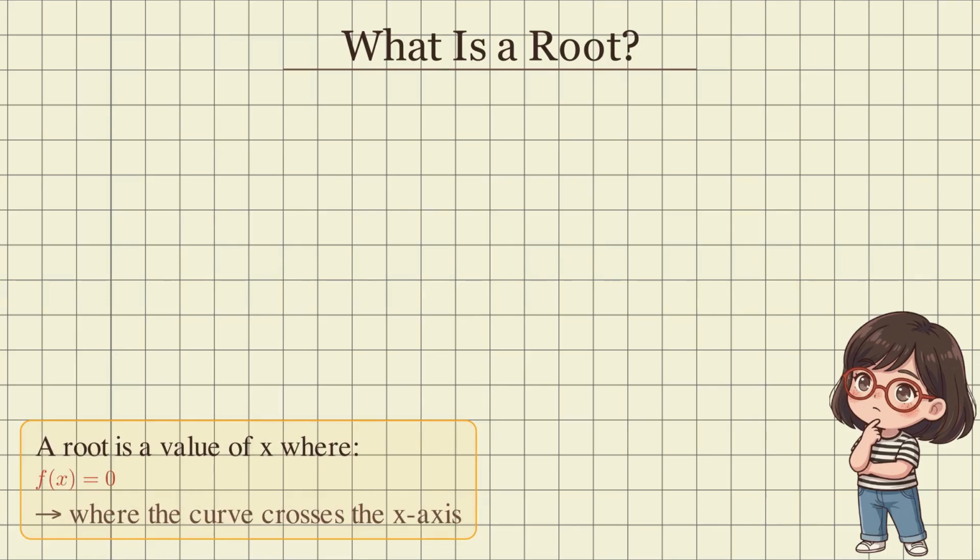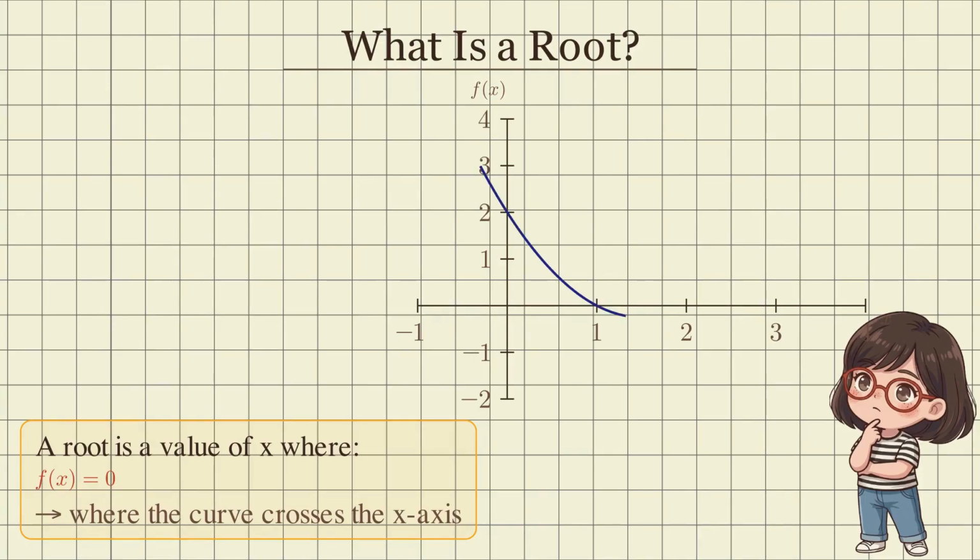That's it. Here's a graph. The horizontal line is the x-axis, and the vertical axis is f of x. This curve is f of x equals x squared minus 3x plus 2. Watch where it crosses the x-axis. Those are our roots. The curve hits the x-axis at x equals 1. That's a root. And again at x equals 2. Another root. Every time the graph crosses the x-axis, that's a root of the equation.